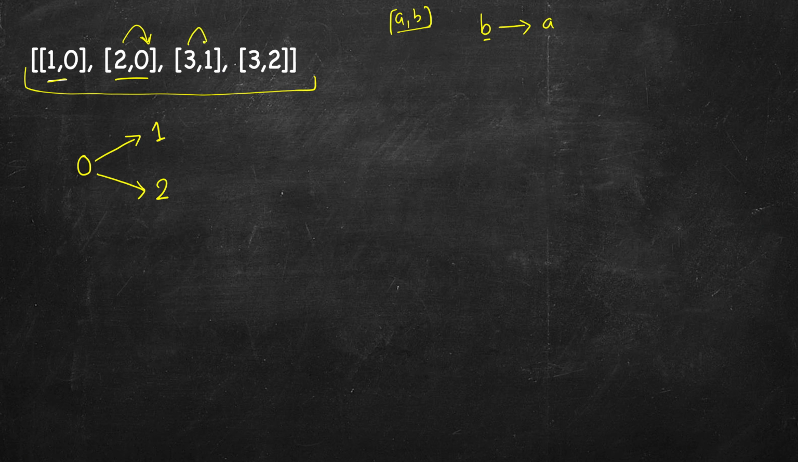Then 3 is dependent on 1. So from 1 you can take 3. And 3 is also dependent on 2. So 3 is dependent on 2 courses, 1 and 2. So in order to complete that, first you complete 1 and 2.